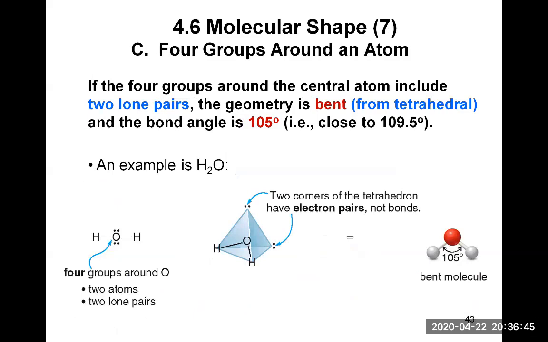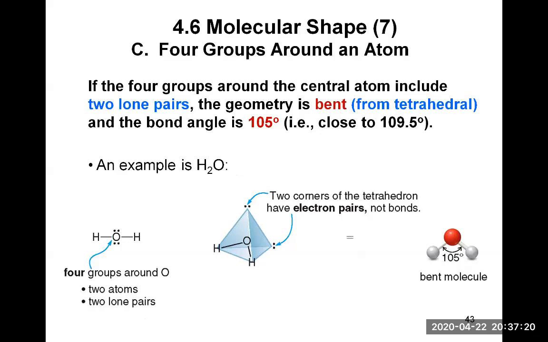Another molecular shape: if the 4 groups around the central atom include 2 lone pairs, then the geometry is bent from tetrahedral. And so the bond angle is 105 degrees, which means very close to 109.5, but it's a bit misshaped, so the angle is slightly smaller. A typical example of that is water, H2O.